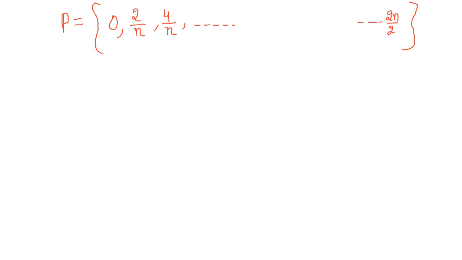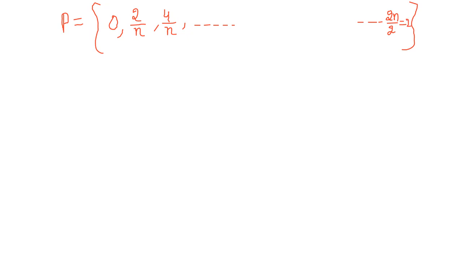Yes, Rohit, what will be the partition? Just tell me the partitions. First one is 0. Then 2 by n. Okay. Next will be 4 by n. Yes, okay. Then 6 by n. Continuing this way. What will be the last one? 2n by n, which means 2. Yes or no? Yes, it is 2. Okay.